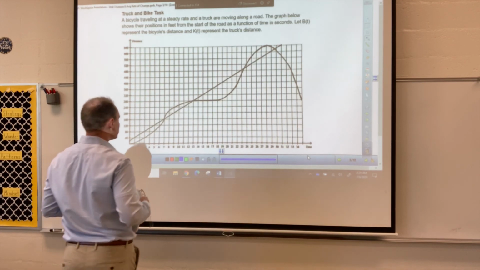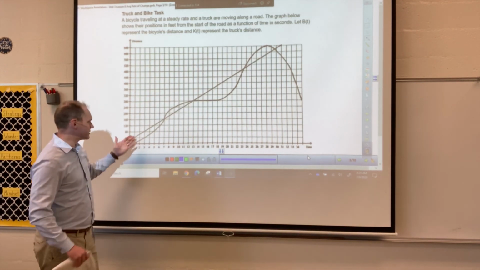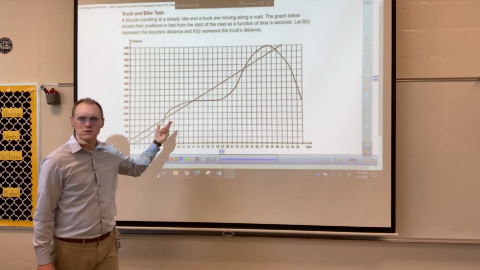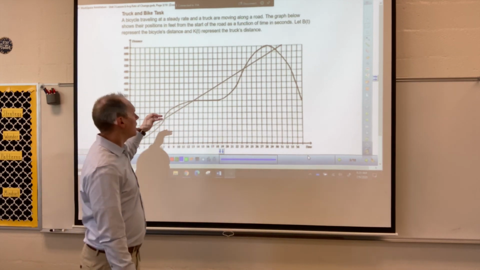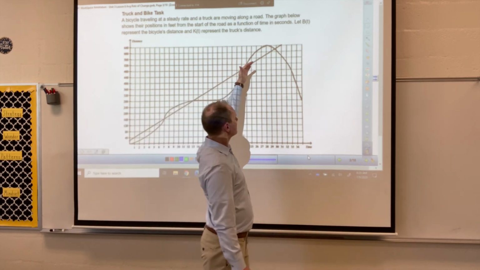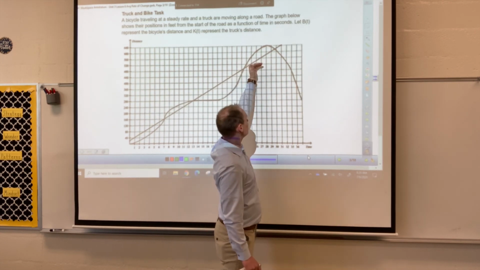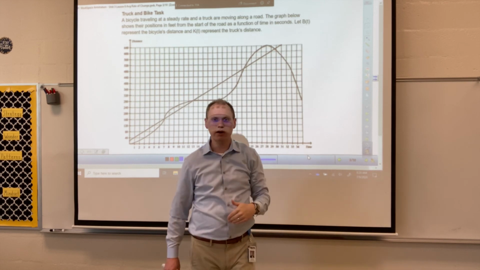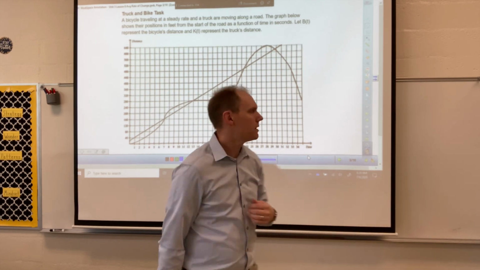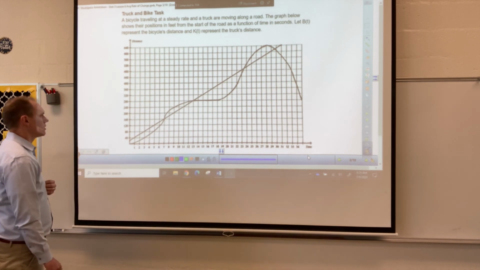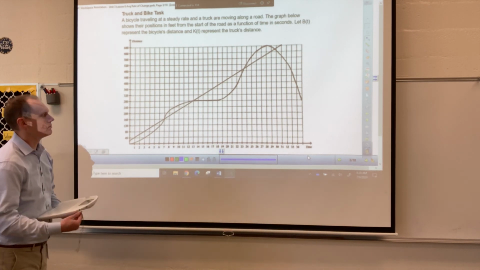So it's important to notice a couple of things here. One is sometimes the bike is traveling faster than the truck. Sometimes the truck is traveling faster than the bike. And then if it's decreasing, as we've talked about in the last couple of videos here, it's actually turning around, going back towards the starting point. So a number of things to look at there.